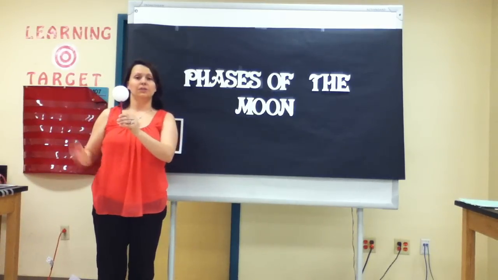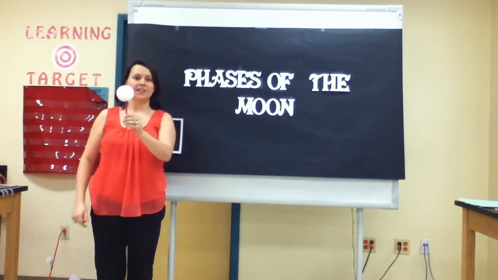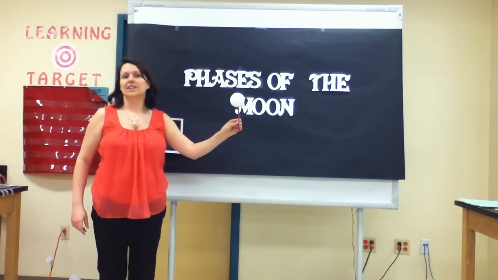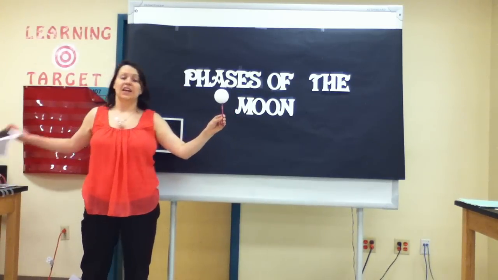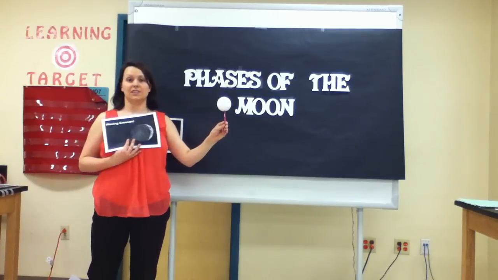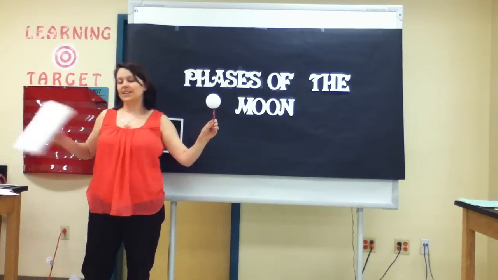Now, as the moon moves around, we see different phases. As the moon moves from here to here, we see a waxing crescent. It can look like this, or like this, and even this.